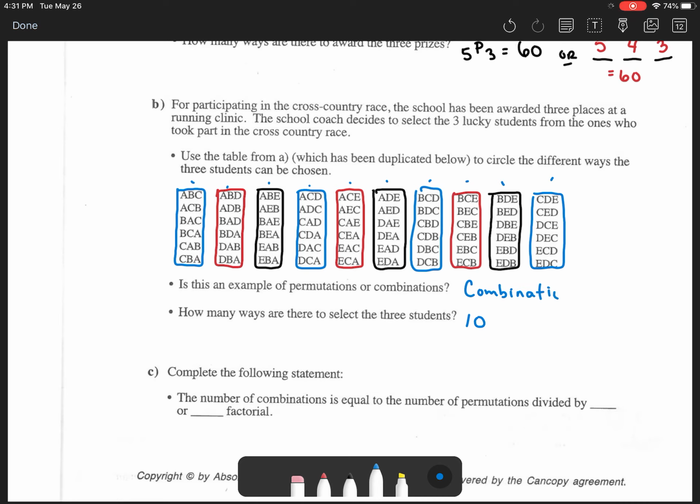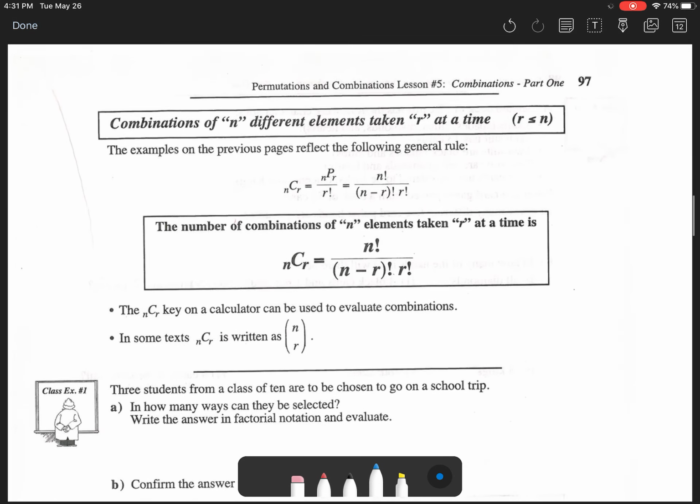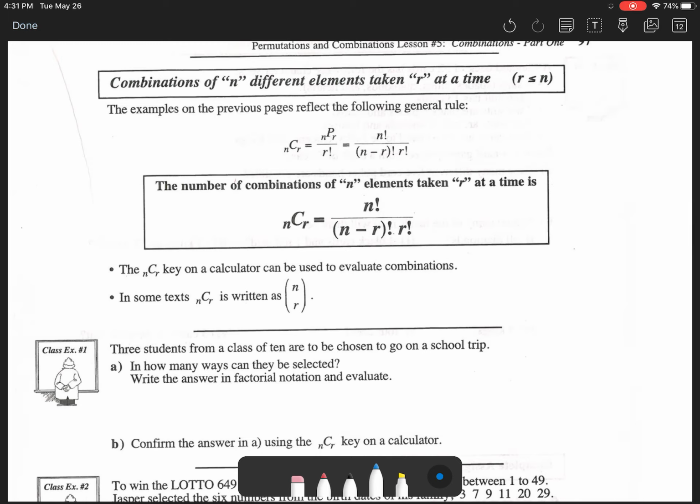running clinic, and this is an example of a combination because the order does not matter in which they are selected. They are just part of the students going, or they are not part. So complete the following. The number of combinations, which is 10, is equal to the number of permutations divided by what? Well, we had 60 permutations, and we had 10, so we would have divided by 6 or 3 factorial. Remember, 3 factorial is 3 times 2 times 1, which is the value of 6.